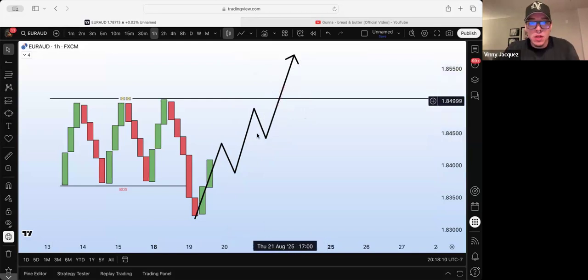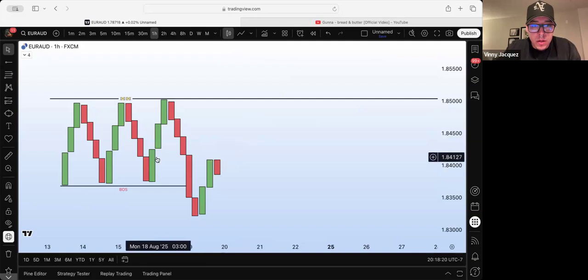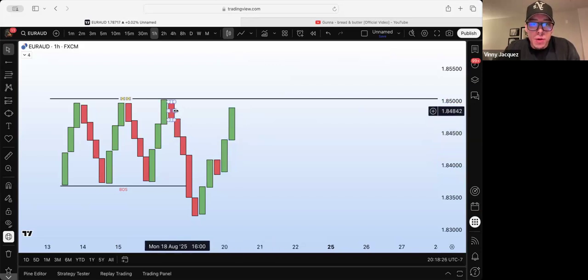Let's go. So let's go ahead and get that going. Let's say we have a small little pullback here. Okay, cool. The market keeps going. Market keeps going. We have a pullback here.